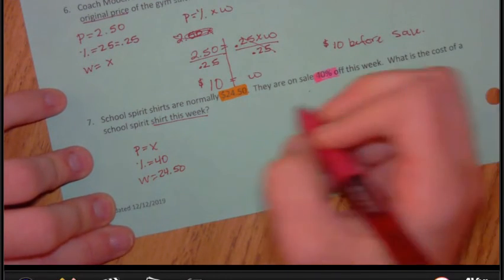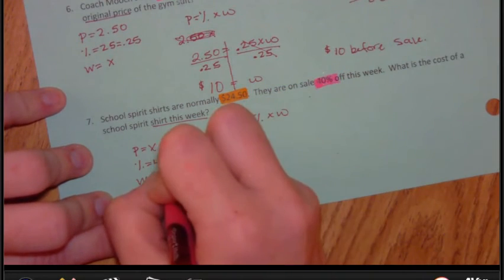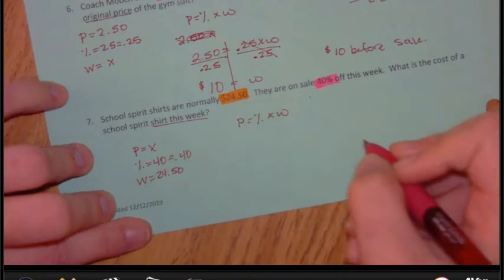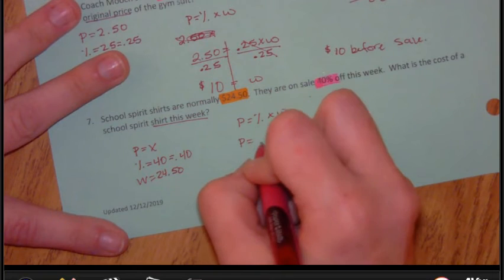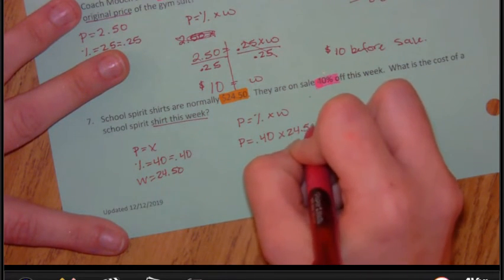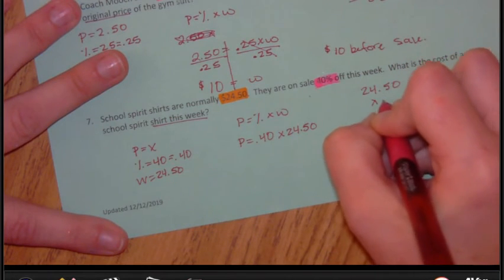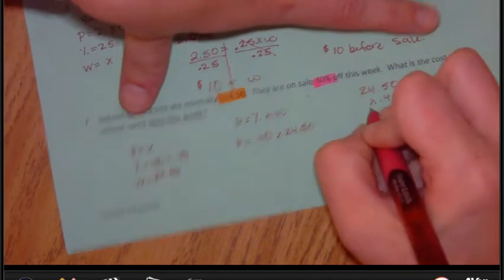Okay. Let's use our equation. Part equals percent times the whole. Well, 40% as a decimal is 0.40, so we need to know that. So part is equal to 0.40 times 24.50. So I'm going to have 24.50 times 0.40.